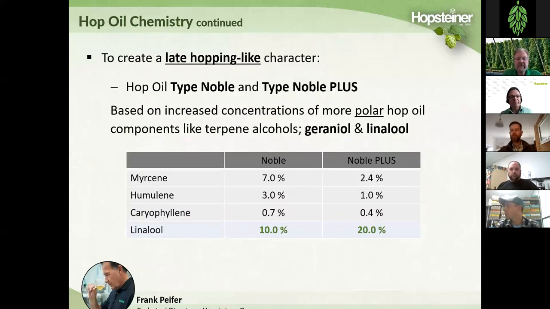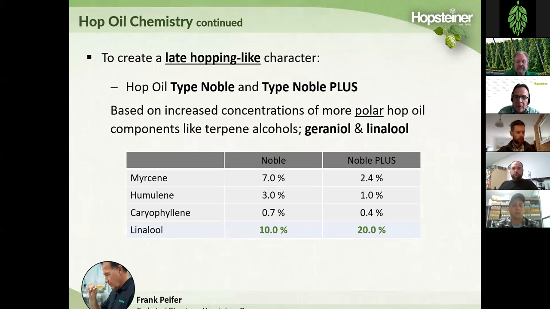Okay, now we come to our ranges of hop oils that we have on the market. And in general, we divide between two lines. One line is to create or to mimic a late-hopping-like character in the beer. That means by adding hop oils, you can create the same profile as when you add a lot of hop material, a lot of pellets, into the whirlpool or 5 minutes before knockout. And that is what you can do very late, before the last step of filtration.